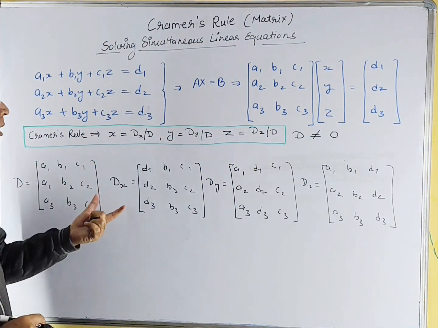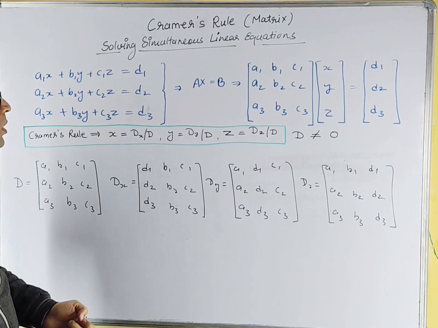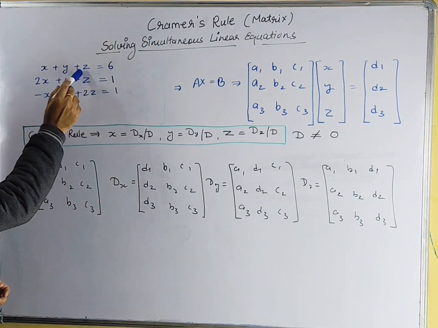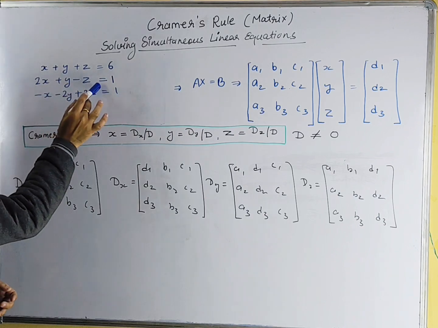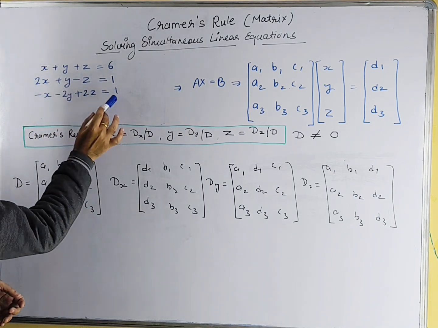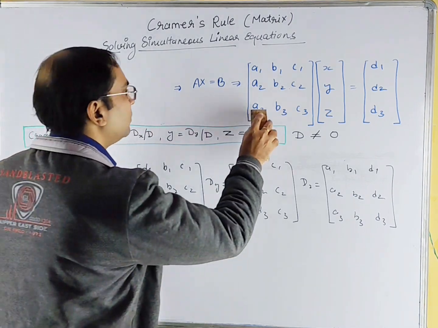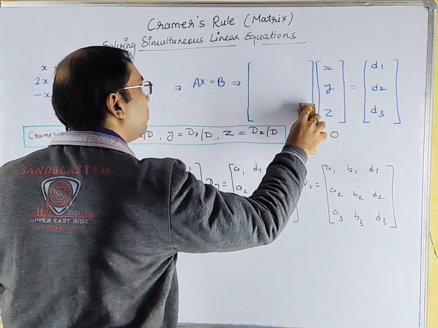Now let us take an example and see how we can solve the system of linear equations using Cramer's rule. You can see the first equation is x plus y plus z is 6, then 2x plus y minus z is 1, minus x minus 2y plus 2z is 1. So we can represent this in this form. Let me replace these values by the coefficients to obtain the coefficient matrix.